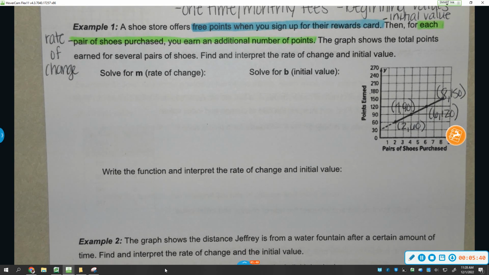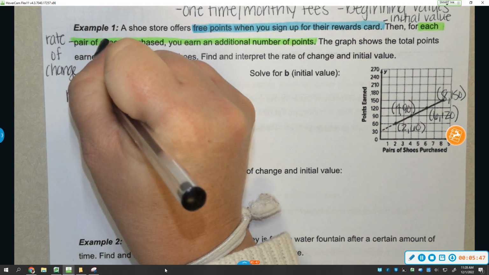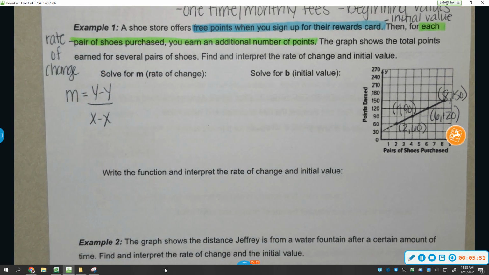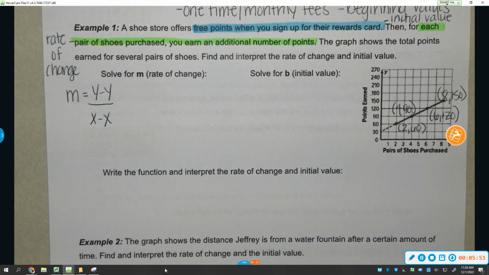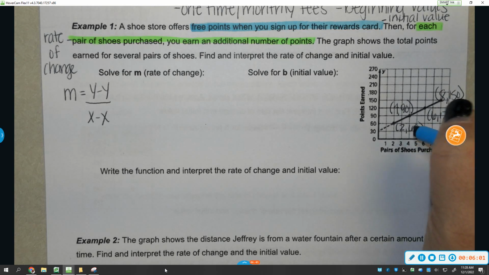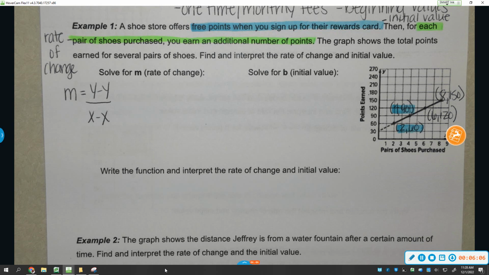Alright, to solve for m, we're going to use, for all of our examples, y minus y over x minus x, our slope formula. Now, you could technically use any two ordered pairs. To keep it continuous and uniform, I'm always going to use just the bottom two ordered pairs. So (2, 60) and (4, 90).